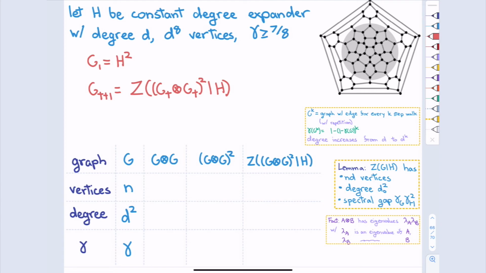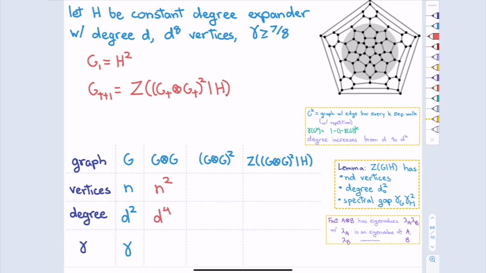N squared. What is the degree? D squared. Why D squared? Yeah, so you're taking steps simultaneously, right? But you get to choose one edge from here and one edge from here. So you get D squared choices here and D squared choices here. So you multiply them, you get D to the fourth. It's actually D to the fourth.